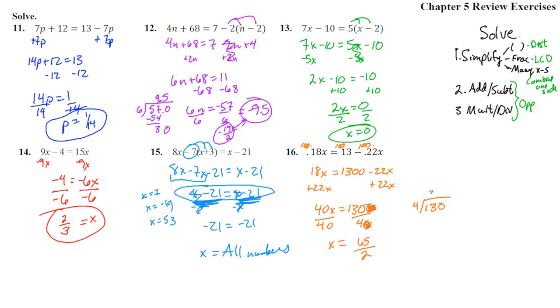4 goes into 13 3 times. 3 times 4 is 12. Subtract and we get 1, 0. Drop that down. 4 goes into 10 twice. 2 times 4 is 8. Subtract and we get a 2. If we put one decimal on there, 4 goes into 20 5 times. So 32.5. Or having simplified this fraction down, we could do 65 halves or 32.5.